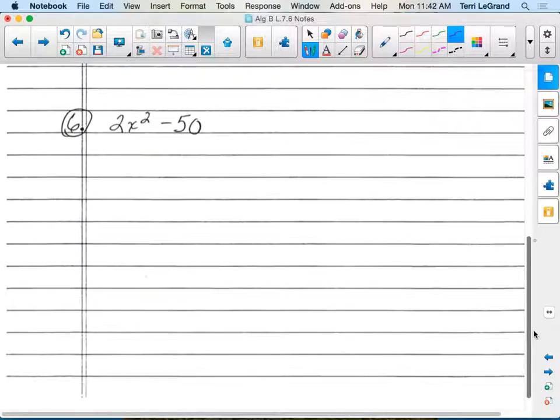Okay, what do you think about number 6? 2x squared minus 50. Okay, we have to ask ourselves this question. We have to ask ourselves, is there a GCF? Yes. Okay, so before today, here's what we would have done. We would have looked at this and said, this is a what? What kind of a polynomial do we have? Binomial. It's a binomial. It has subtraction. We would say, is 2x squared a perfect square? No. So we would stop and say it's not factorable, wouldn't we?